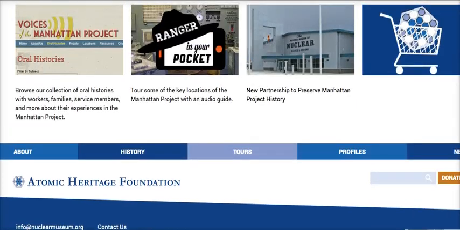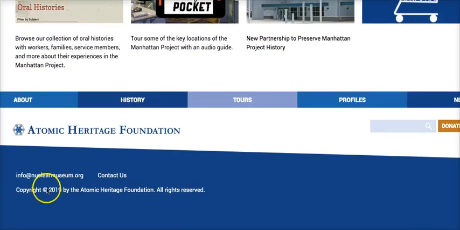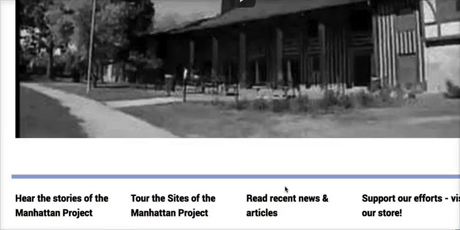Also, if you scroll down to the bottom of the site, this usually tells you when things were updated. It gives us some contact information. So these are some good signs that tell me that this is more credible than not.